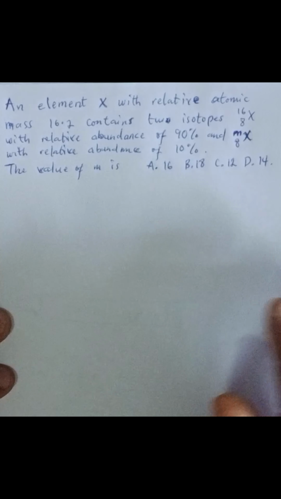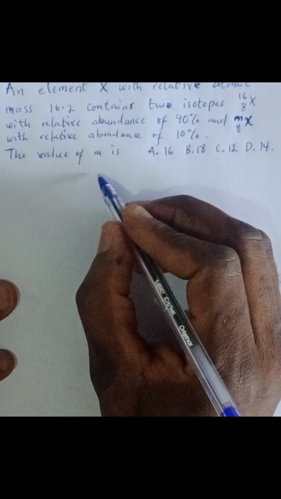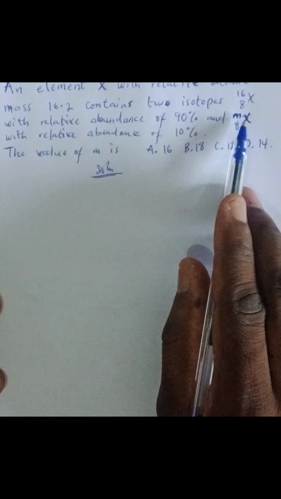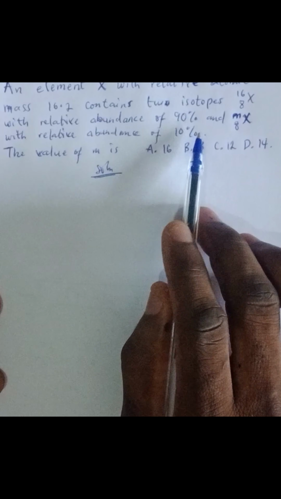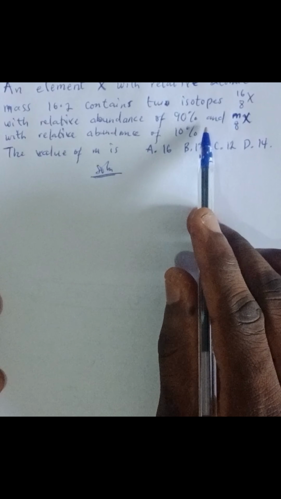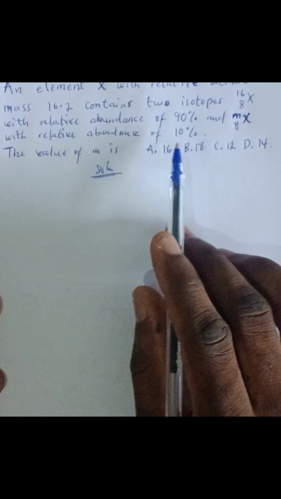We don't know, right? So let's look at the solution. Our relative atomic mass is the total of the masses of each of the isotopes with respect to their relative abundances. The relative abundance is just a proportion of the isotopes in the total mass of the element, which we regard as relative atomic mass.